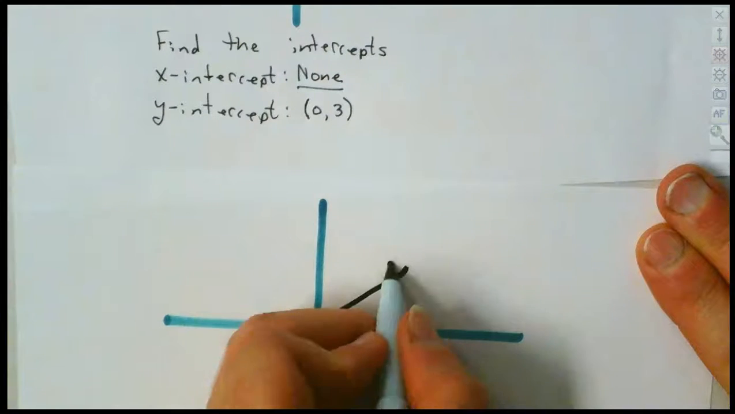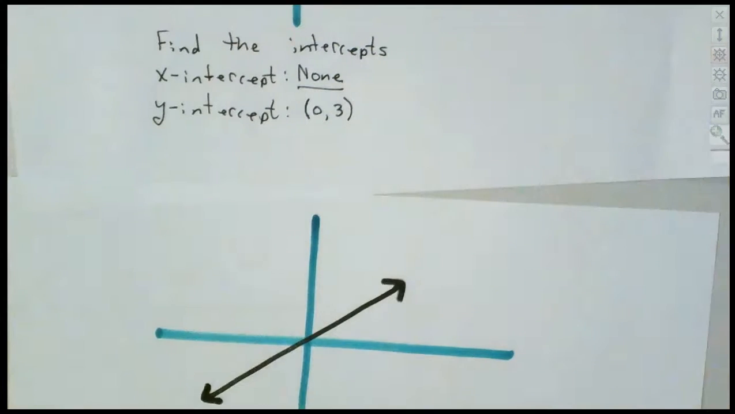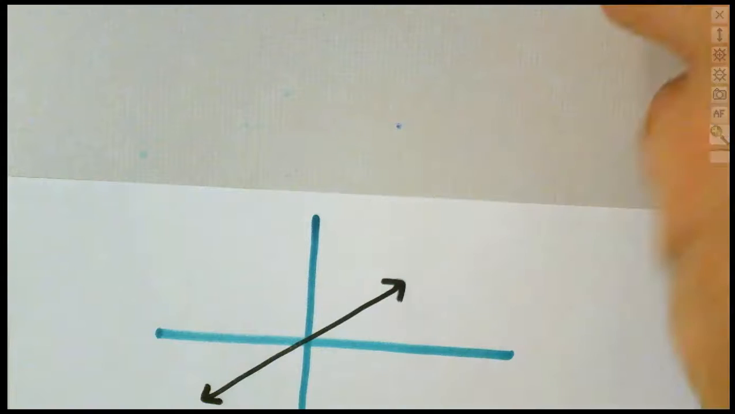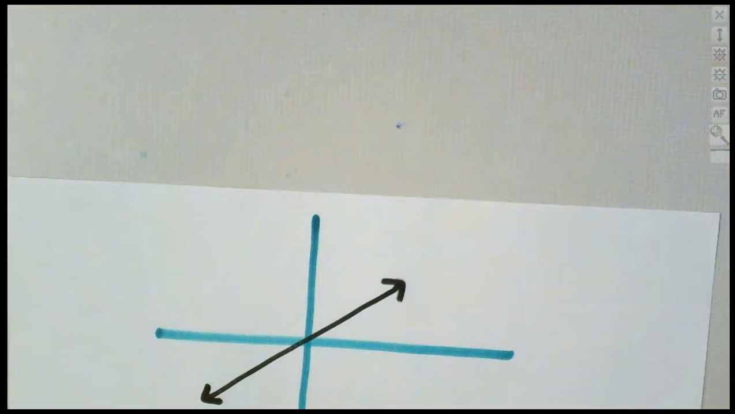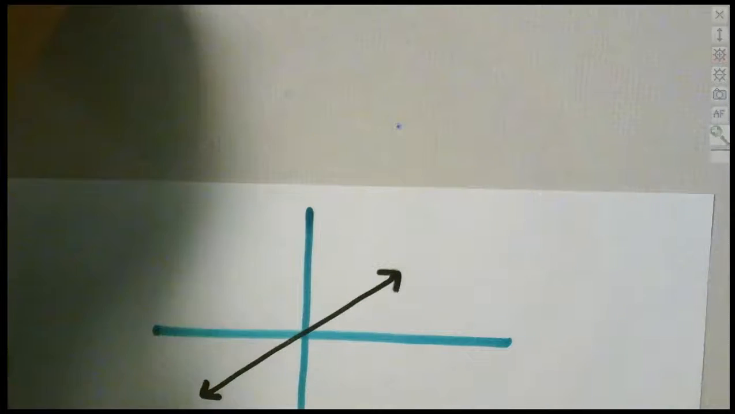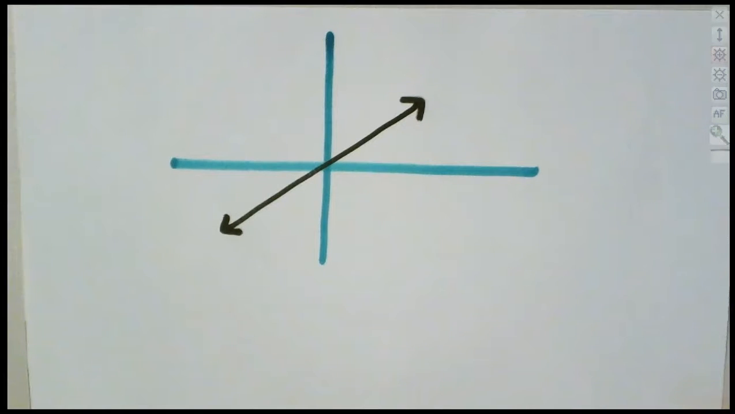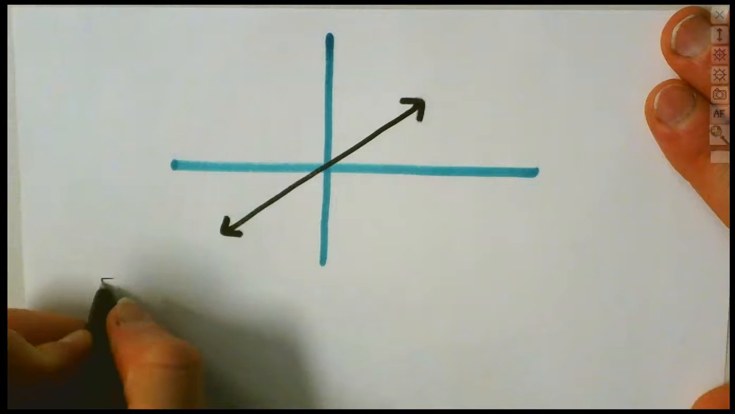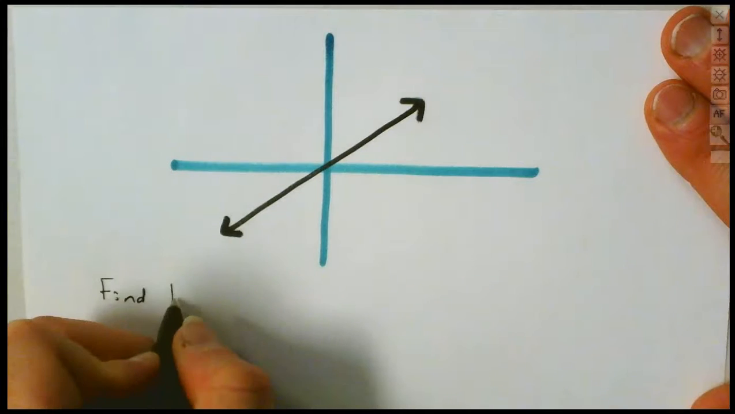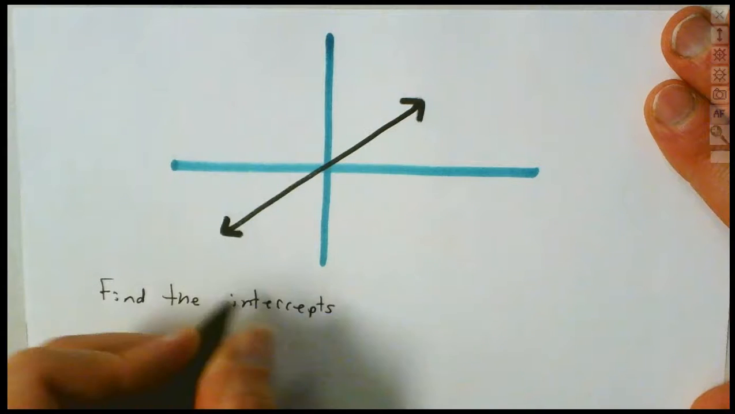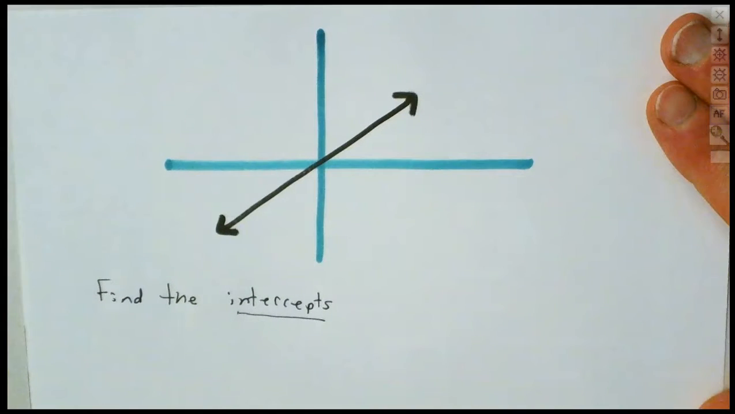So this is our line here, and we are again going to try to find our intercepts. We're talking about the intercepts, where they cross the axes. This one actually has 2 of them, so let's try to find the intercepts here.